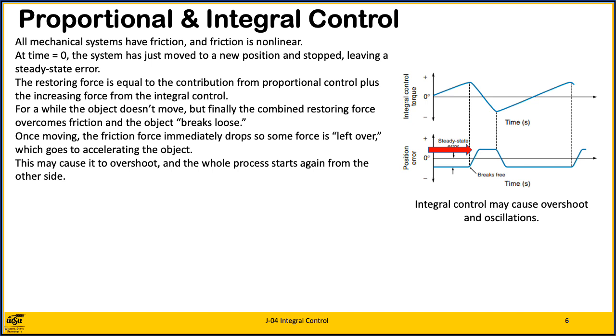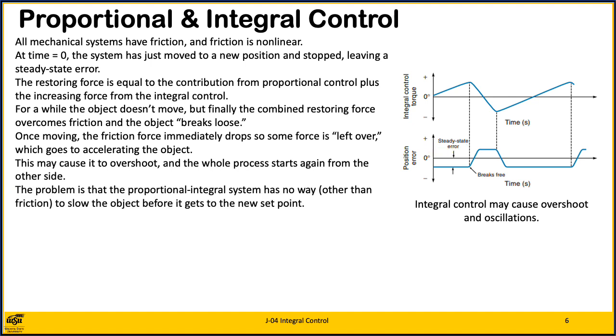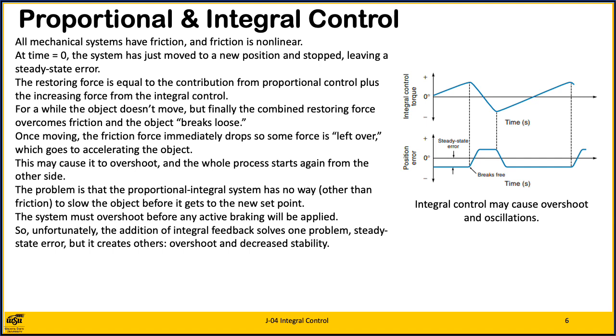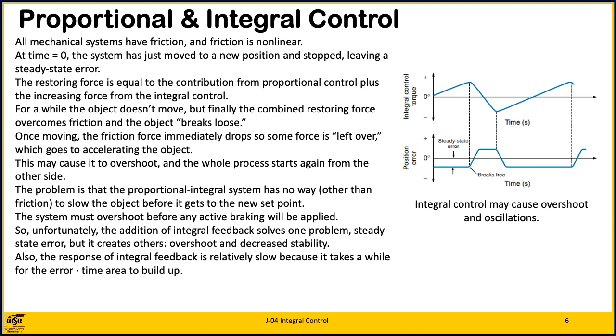The problem is that the proportional integral system has no way, other than friction, to slow the object before it gets to the new set point. The system must overshoot before any active braking will be applied. So unfortunately, the addition of integral feedback solves one problem, steady state error, but it creates others, overshoot and decreased stability. Also, the response of integral feedback is relatively slow because it takes a while for the error time area to build up.